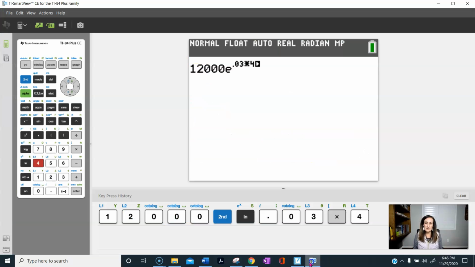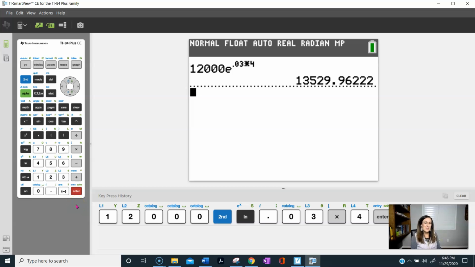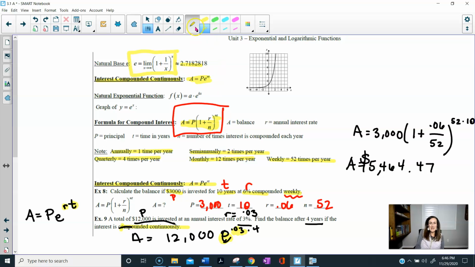So if you grab your calculator, you are going to need a calculator for this unit. Put in 12,000. E is second ln, which is to the left of the 4, raised to the 0.03 times 4. When I hit enter, I'm going to get $13,529.96. So that would be my solution. So let's come back here and write our final answer. The amount after 4 years is going to grow to $13,529.96.